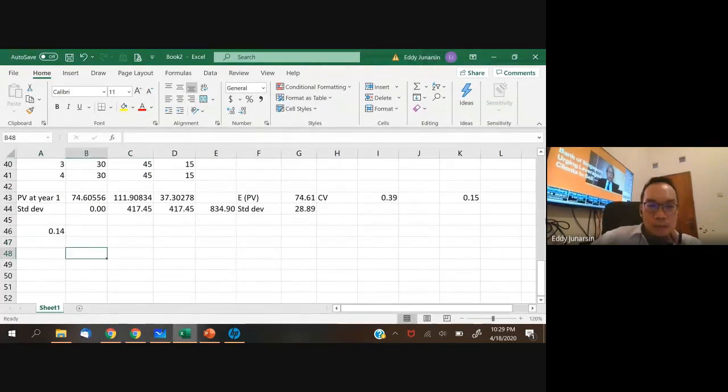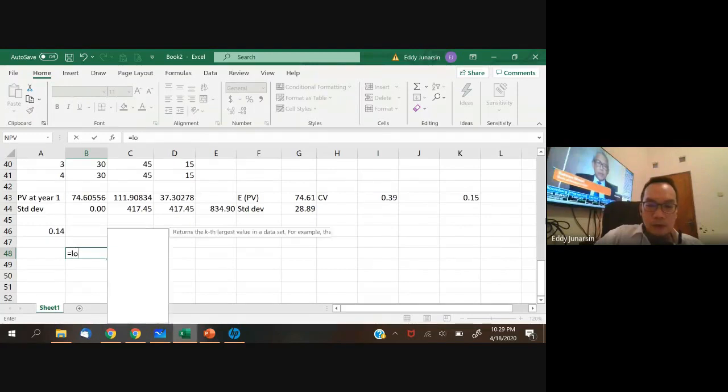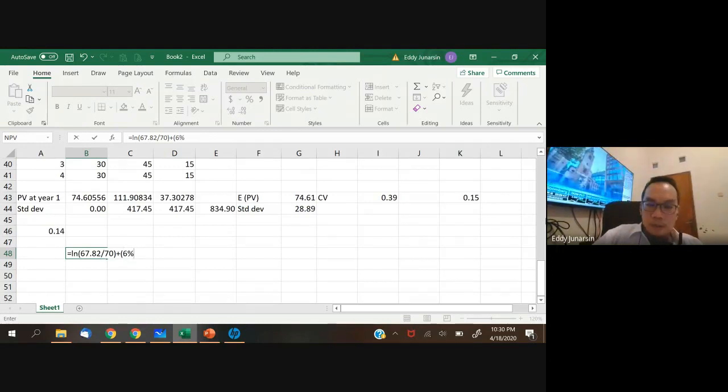Okay, so D1, the log value of 67.82 divided by 70, plus six percent times 0.14, the variance divided by 2. Then multiplied by time. Okay, so just to make sure.